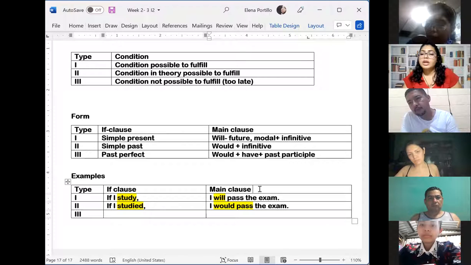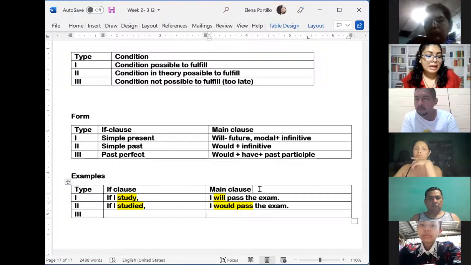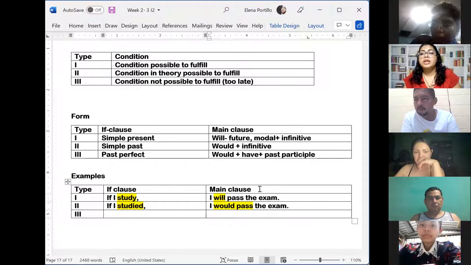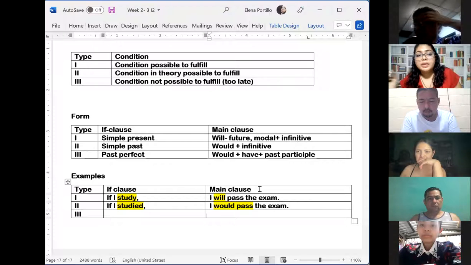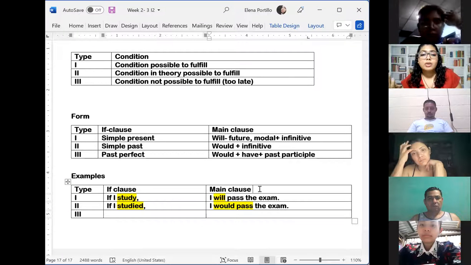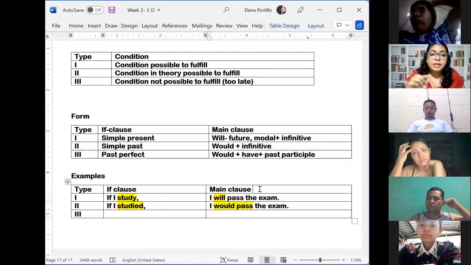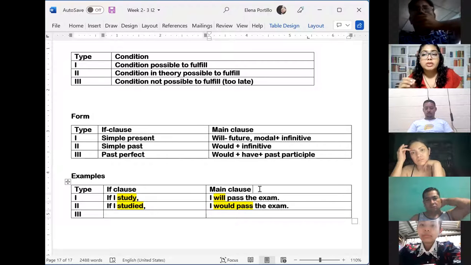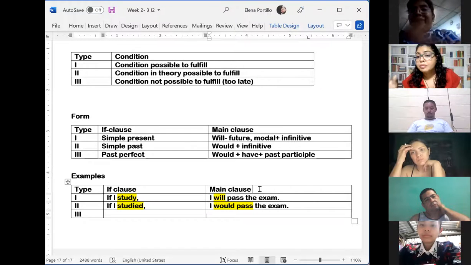I could do it in the past because I need to be prepared for the exam, but I didn't do anything for obtaining good grades, but it is something possible. En la segunda, estamos utilizando el pasado. Si hubiera estudiado, hubiera pasado el examen. Something that in theory it's possible to fulfill. Es posible de completar. Pero ¿qué pasó? No lo hice, no lo realicé. Pero en teoría lo puedo hacer porque puedo llegar a la primera, al primer tipo de oración.